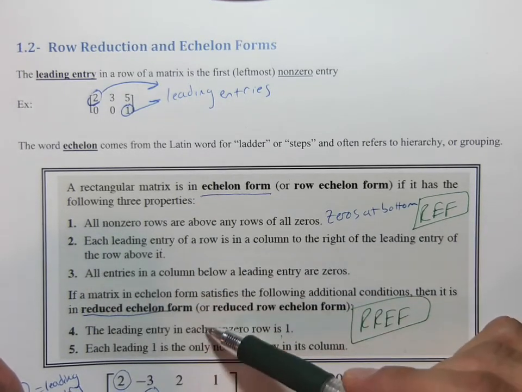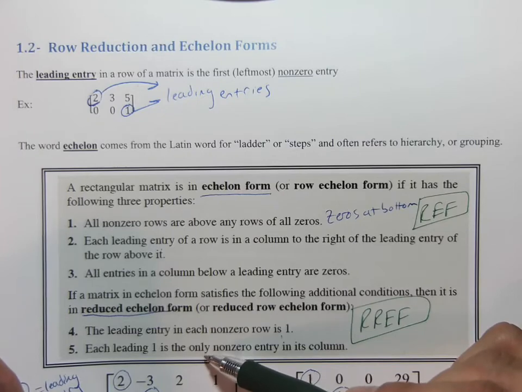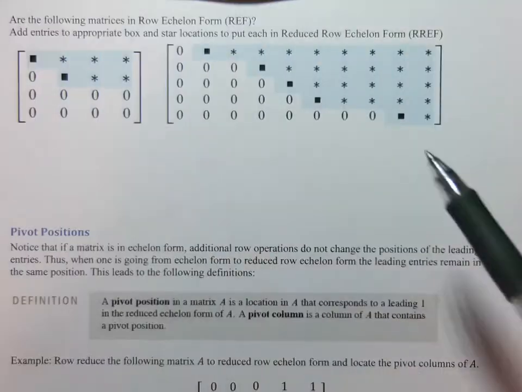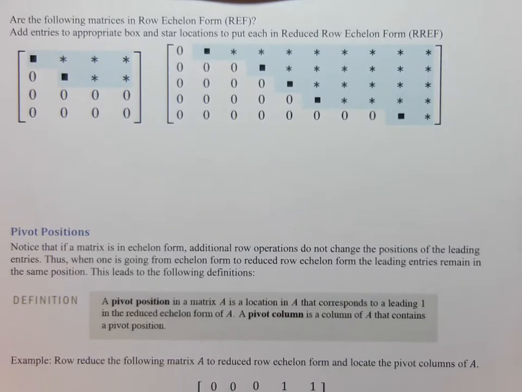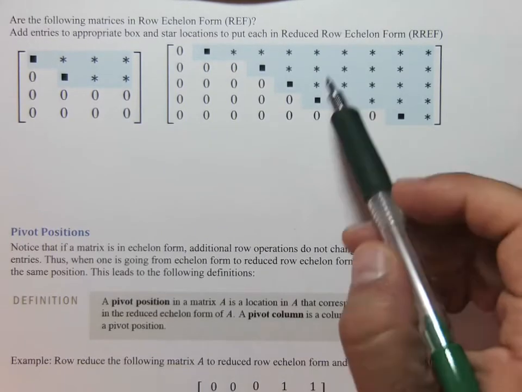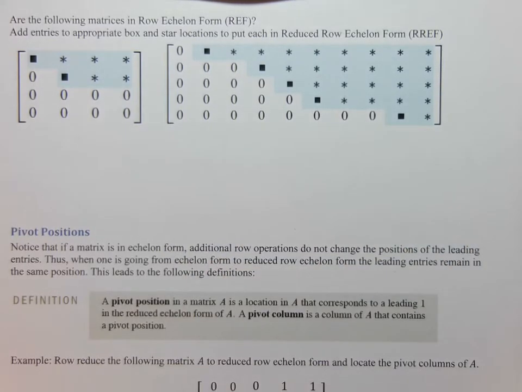But what would make them satisfy 4 and 5 is what you need to think about, right? What would you need to change those stars or those boxes to? Those could be any number, the stars or the boxes. What do you need to change them to make it fully reduced?